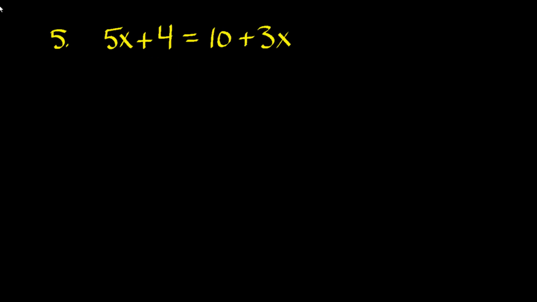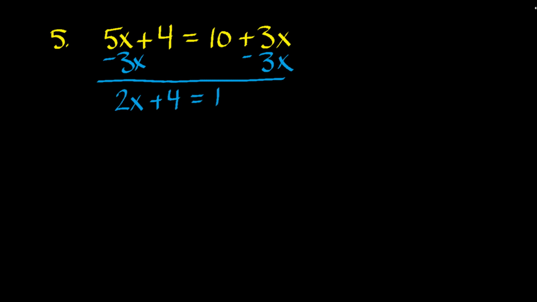Next, let's take a look at a multi-step equation. Number 5, 5x plus 4 equals 10 plus 3x. We should notice that there's an x term on both sides of the equation. I like to start these by getting all the x's on the same side of the equation. I'm going to start by subtracting 3x from both sides in order to reverse this plus 3x on the right side of the equation. 5x minus 3x is 2x. I'm going to bring down plus 4 equals 10, and 3x minus 3x cancels.